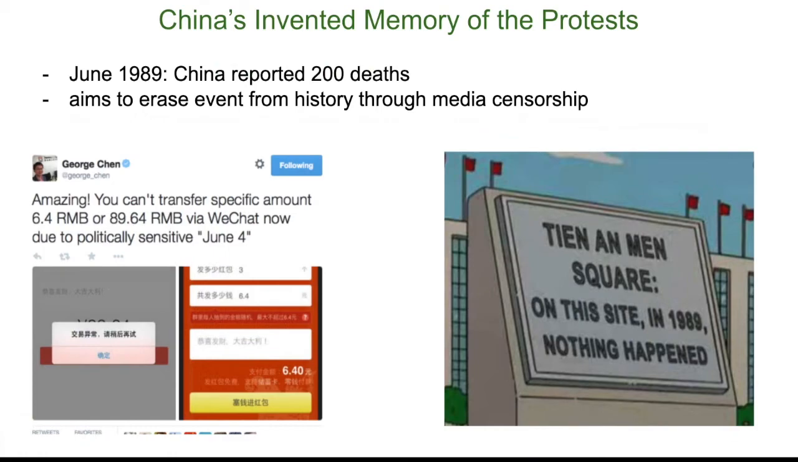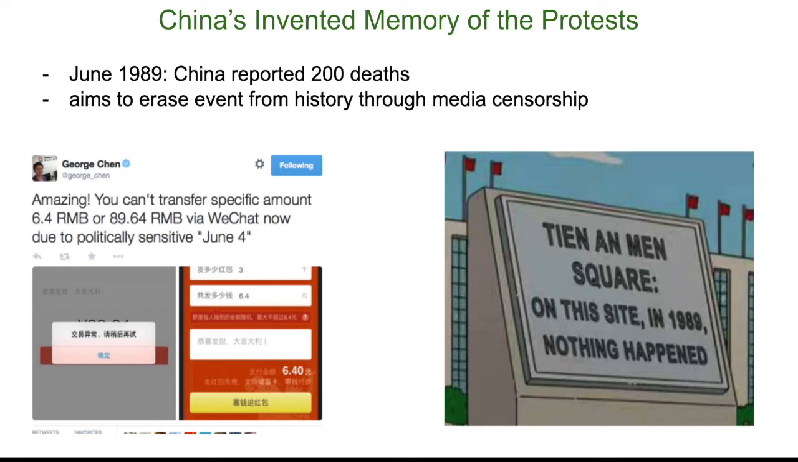So let's look at how China invented the country's memory of the protests. At the end of June 1989, the Chinese government said that 200 people died. 2 scholars published papers on the event in 2001 in China, to which the government called fabricated material.